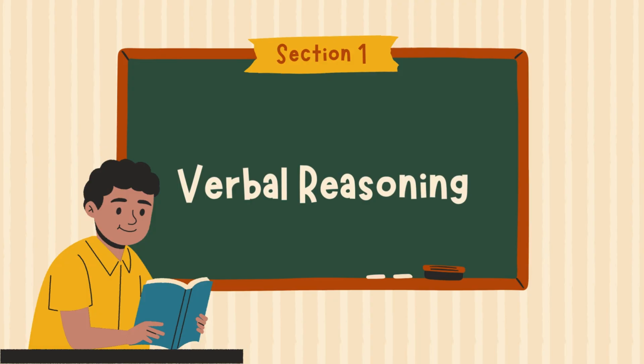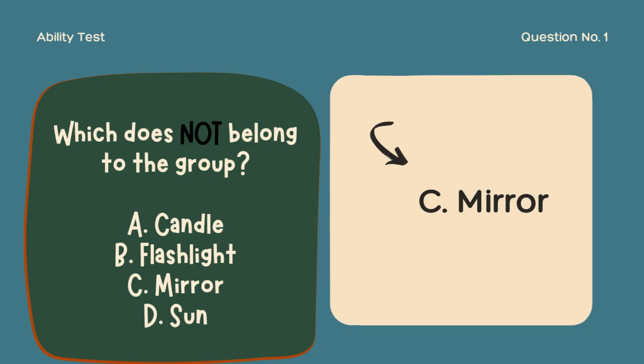As I said before, we'll be looking at verbal reasoning. The first question is, which does not belong to the group? Candle, flashlight, mirror, or sun? Notice the question says, which does not belong to the group? Not. So you have candle, flashlight, mirror, and sun. If you realize, candle, flashlight, and sun are all sources of light. They give you light, whereas a mirror is just used to reflect as well as to see images. So the one that does not belong would be mirror.